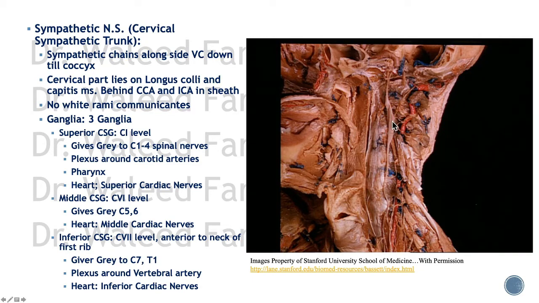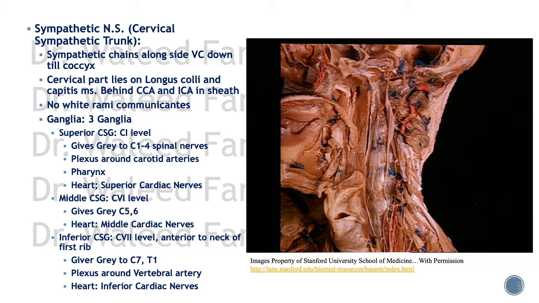The superior cervical sympathetic ganglion is at the level of C1 and C2. It's beautifully dissected here, you can see it. It gives gray rami communicantes, and you know now the story of the rami communicantes, to the upper four spinal nerves. It makes a plexus around the carotid arteries, supplies the pharynx, and sends a bunch of superior cardiac nerves to supply the heart downstairs in the thorax. See, it's very early, but because of the growth of the fetus.